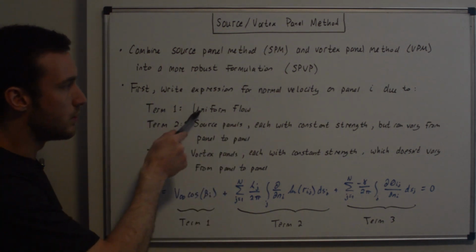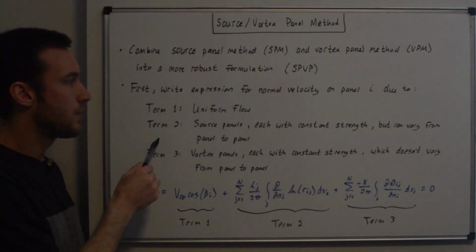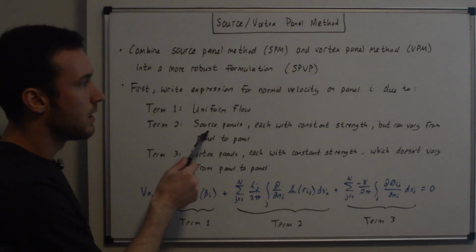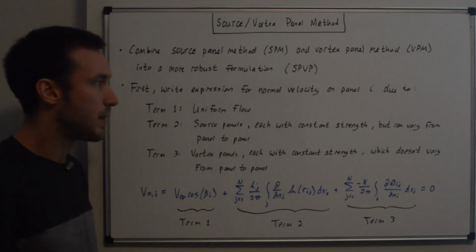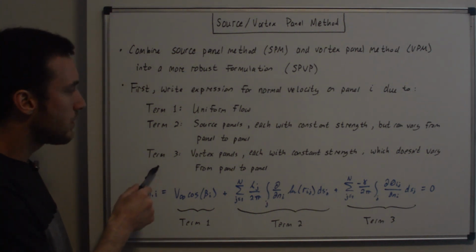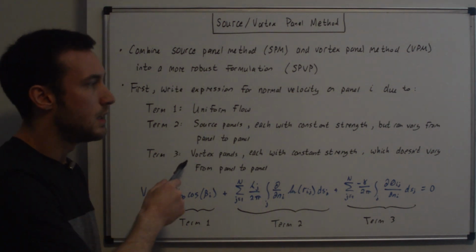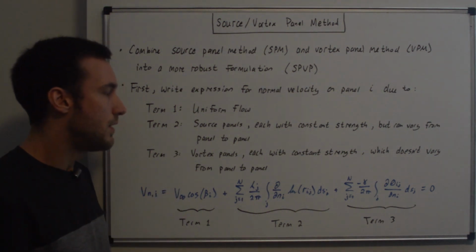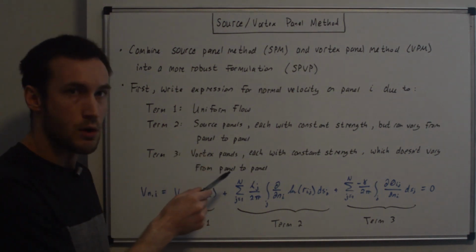The first term is the uniform flow. The second term are the source panels, each with constant strength but can vary from panel to panel. That's the same as the source panel method that we did. And then finally, term three are going to be vortex panels, each with a constant strength, and this is where it's different. They're not going to vary from panel to panel.